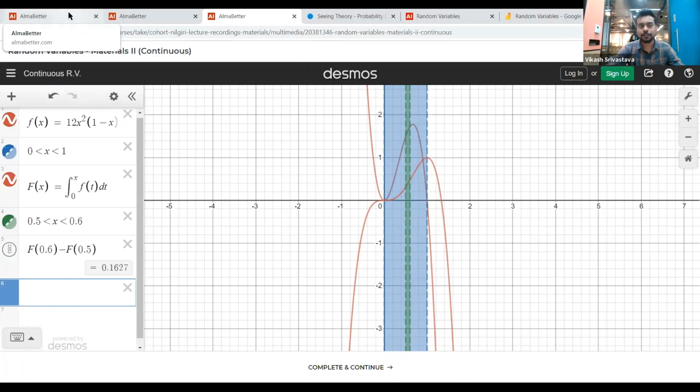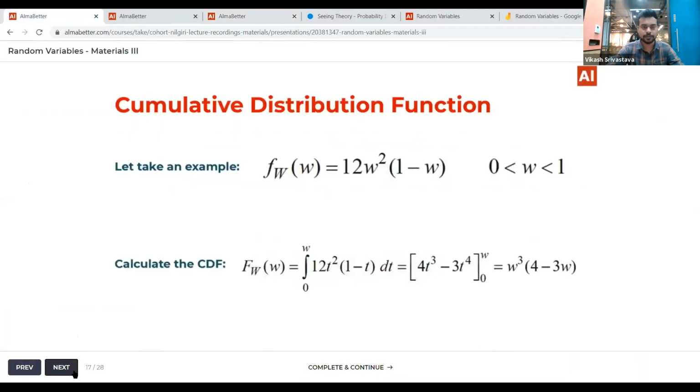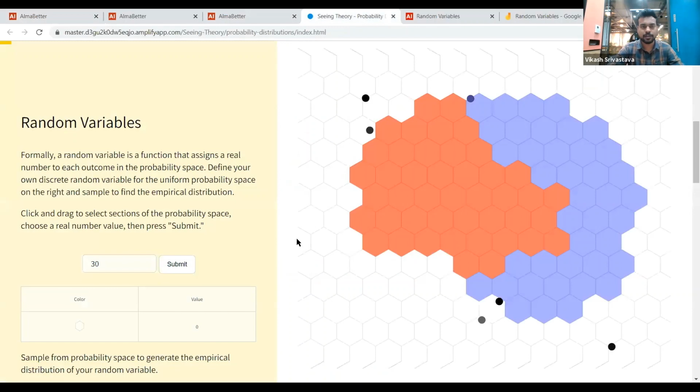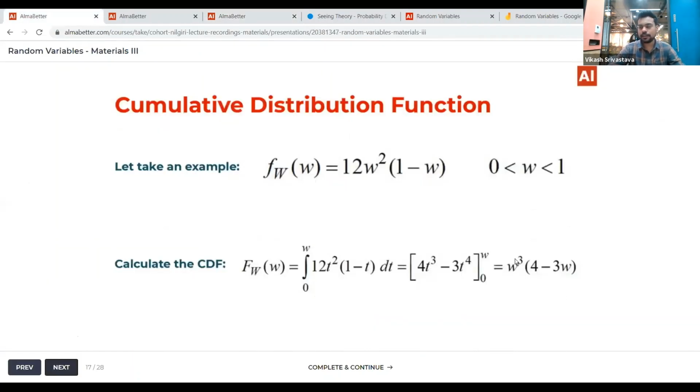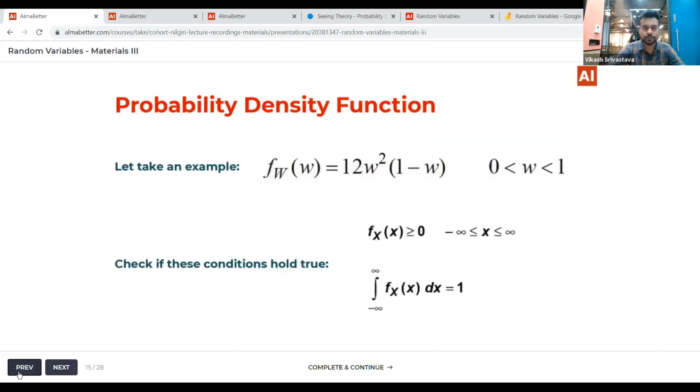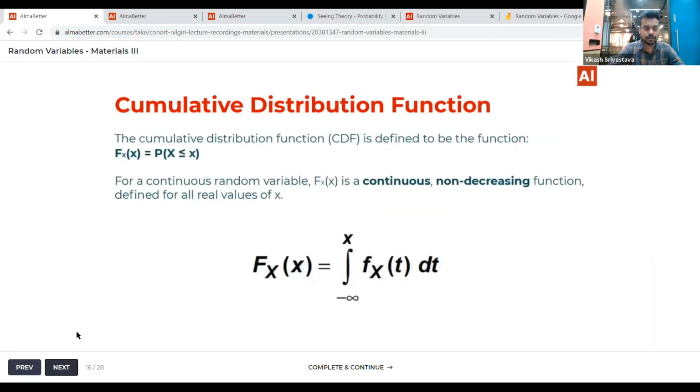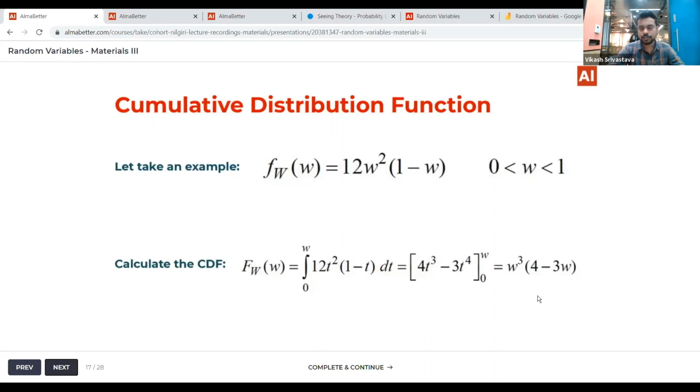So this is the example of PDF and CDF for a continuous random variable. Here of course you can calculate the CDF, and as you can confirm, this CDF will come out to be this particular function, which is W cubed multiplied by (4 minus 3W). And you can verify the properties for the CDF as well. So this is our CDF.